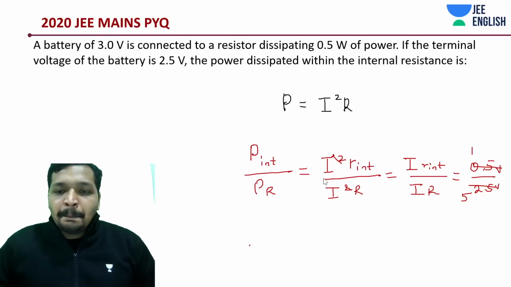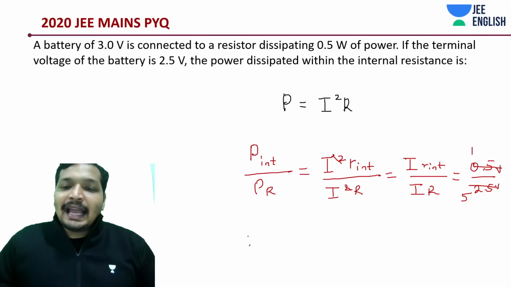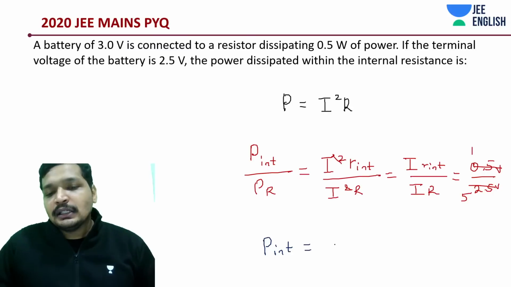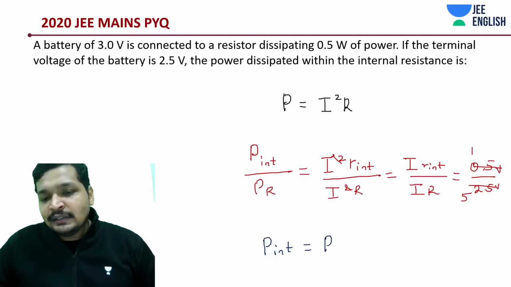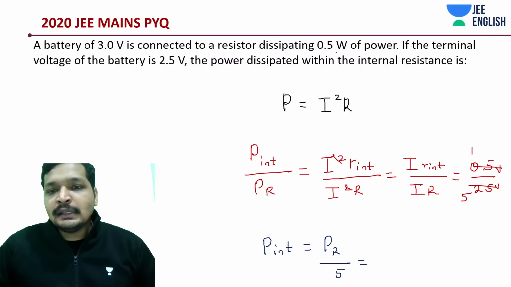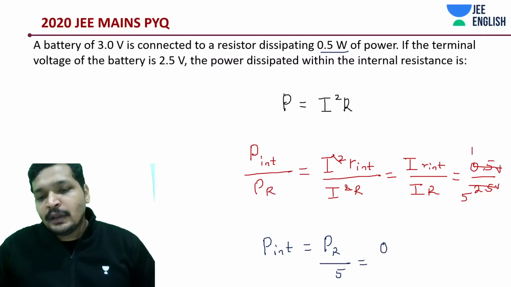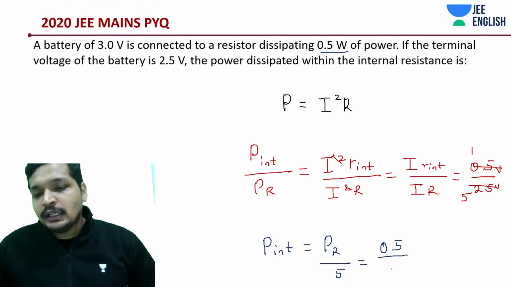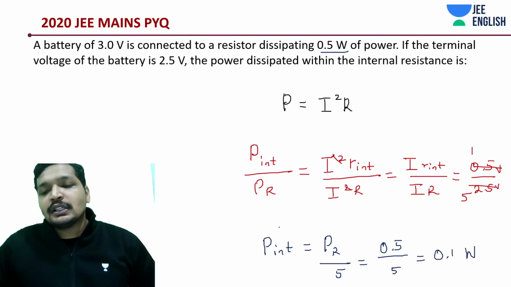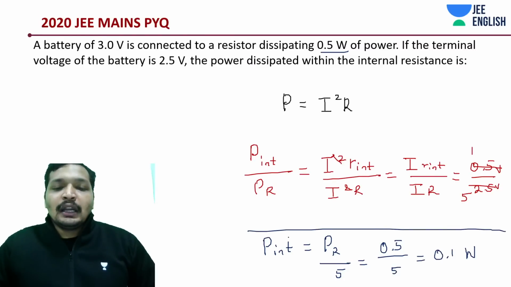So P internal is going to be how much? P external, we know the value of P external, divided by 5. What is the value of P external? 0.5. So it's going to be 0.5 by 5. That is going to be how much? 0.1 watts. Okay, this is easy.